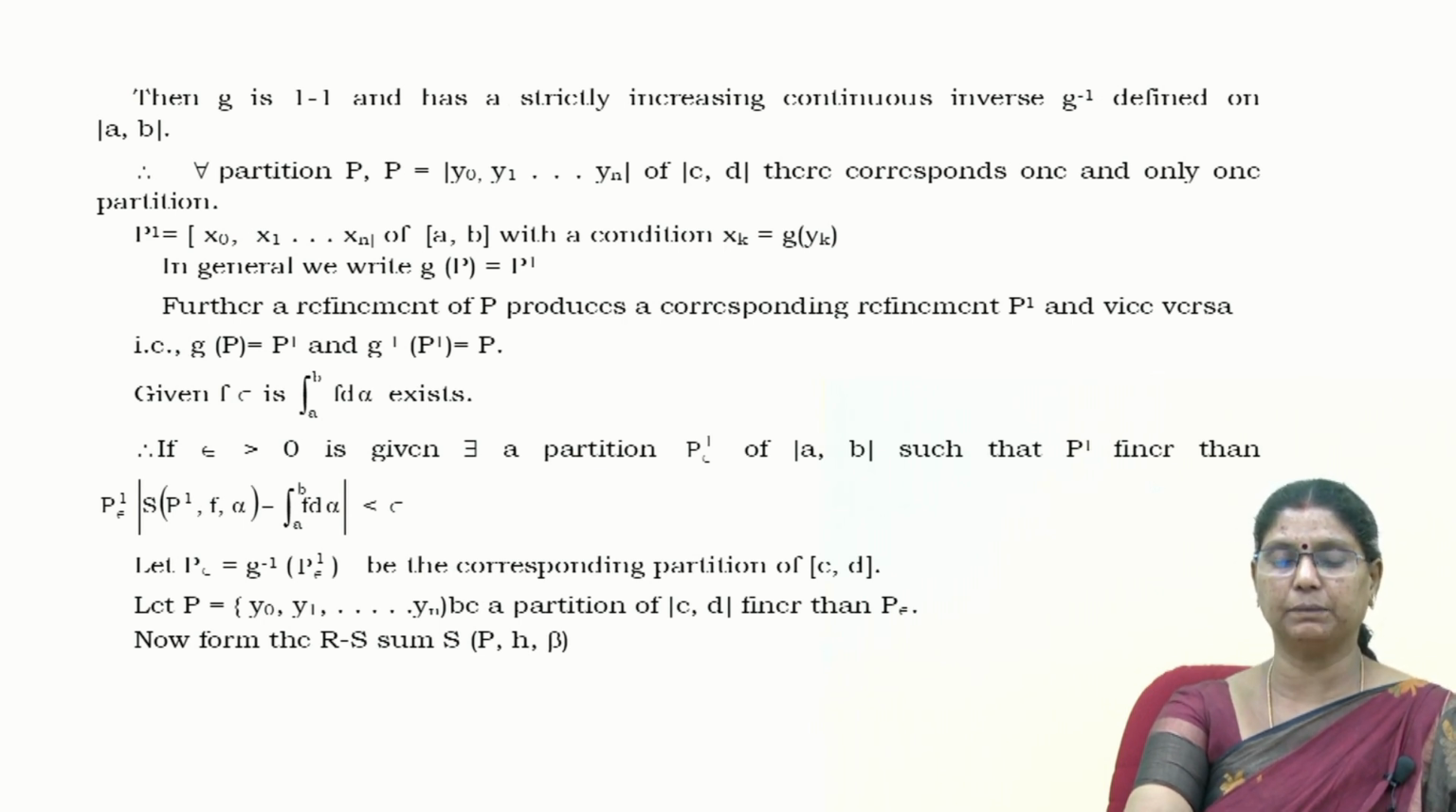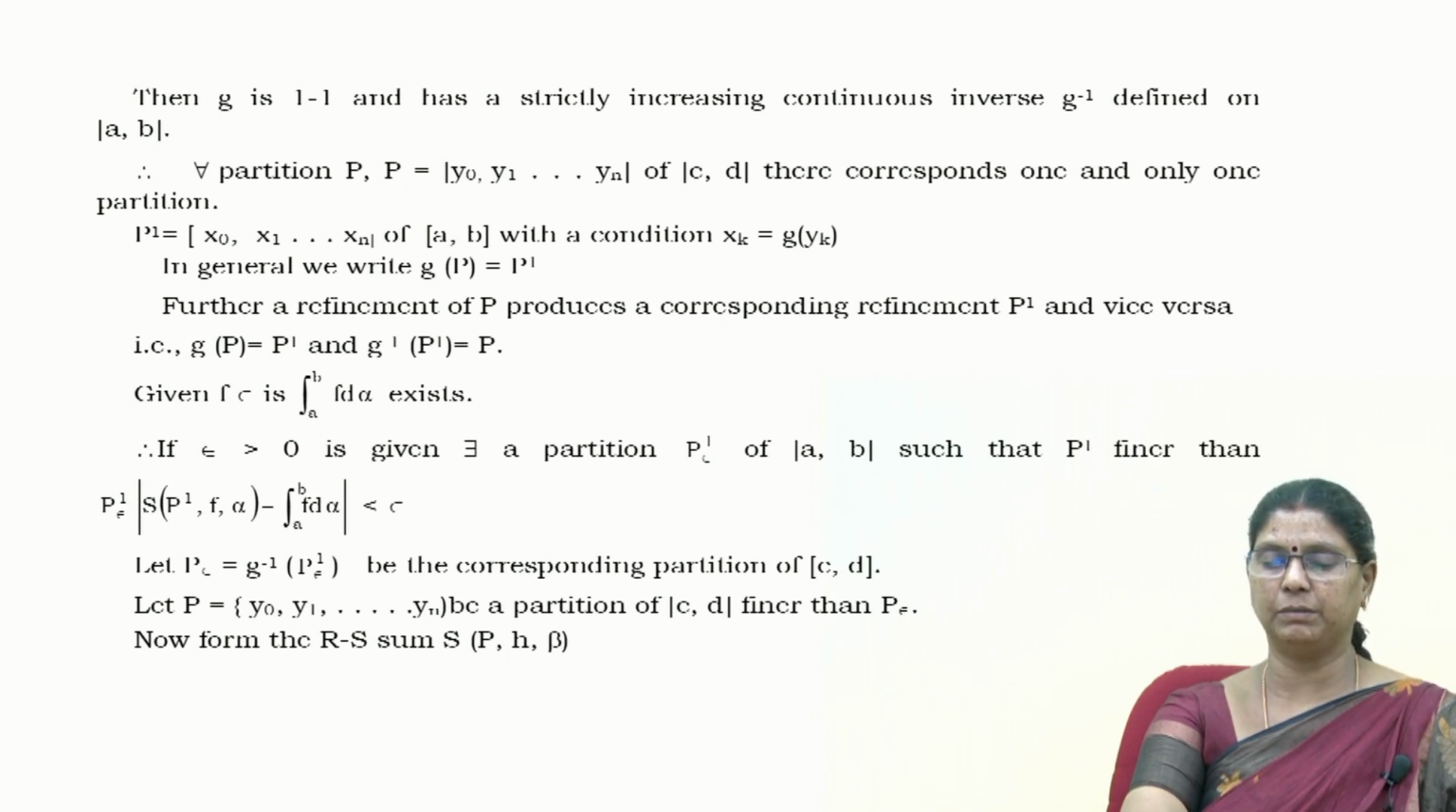Let us consider the partition P epsilon as g inverse of P epsilon dash, which is the corresponding partition of the closed interval [c, d]. Let P, from y0 to yn, be a partition of the closed interval [c, d] finer than P epsilon.